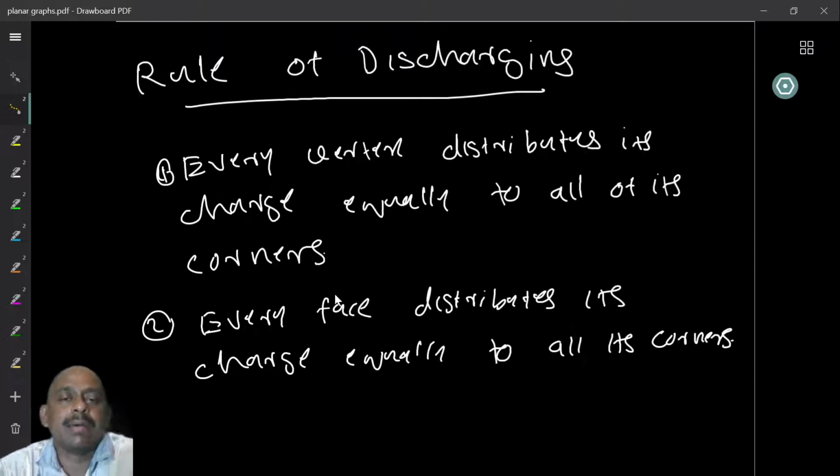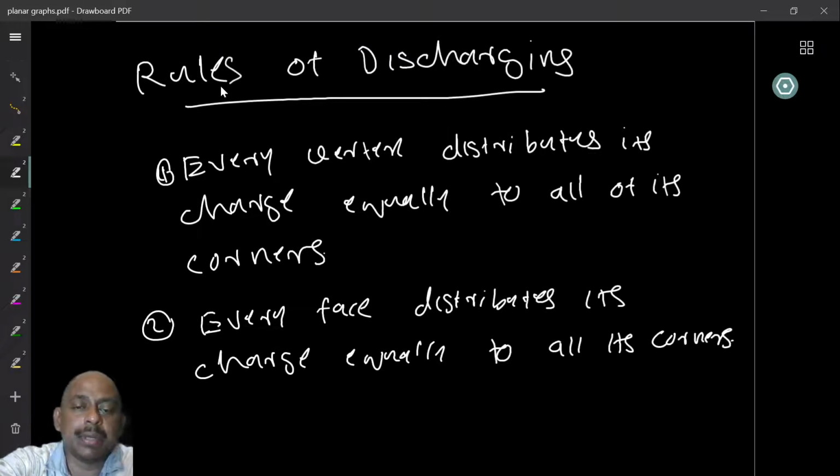So in this example, our discharging rules are the following. The first rule is that every vertex distributes its charge equally to all of its corners. Okay? So it gives away all its charge to all its corners. Whatever I have, I am going to distribute it to all of you, right? Then every face distributes its charge equally to all its corners. So again, a corner is a vertex face incidence. When I have a corner, it has a vertex as well as a face, right? So the face has several corners, and the vertex also has several corners. Each face gives its charge equally distributed to each of its corners. So this is the discharging rule.